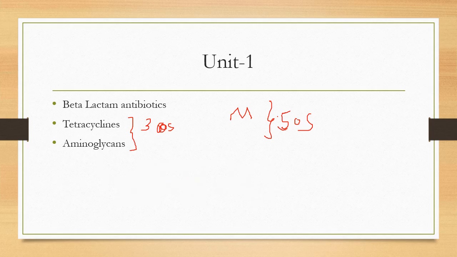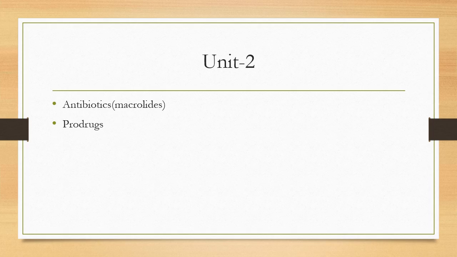Speaking about the spectrum, macrolides are narrow spectrum antibiotics. So you have to remember the spectrum as well. That's all from unit 1 that you have to study mainly. From unit 2, remember the prodrugs.